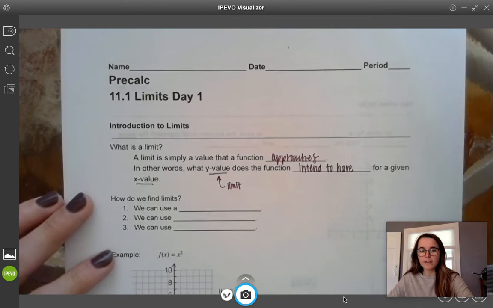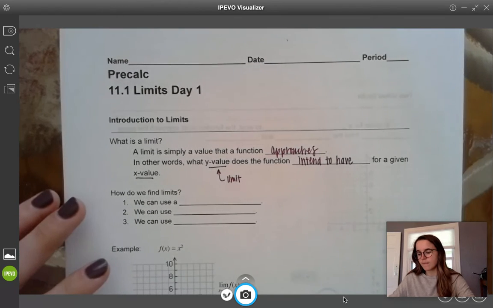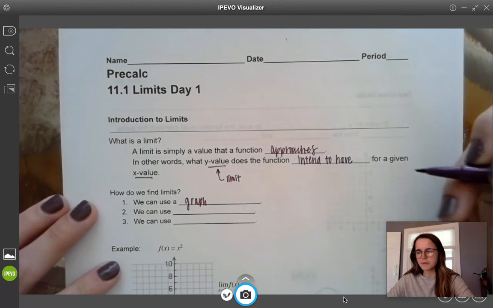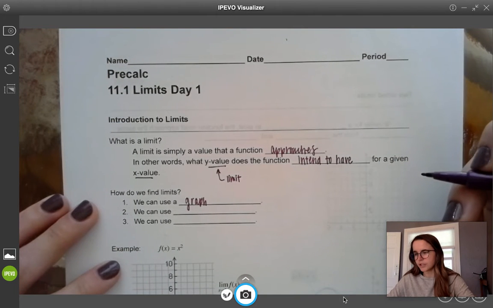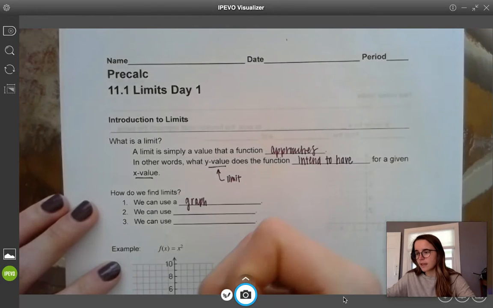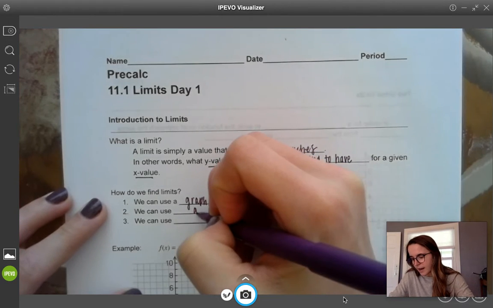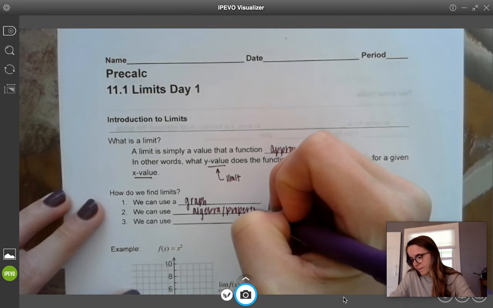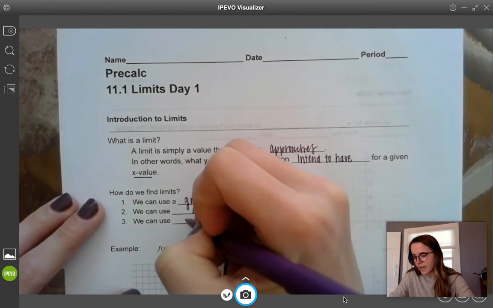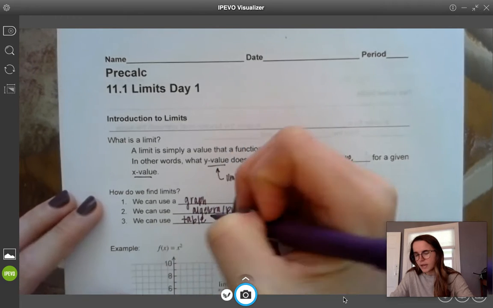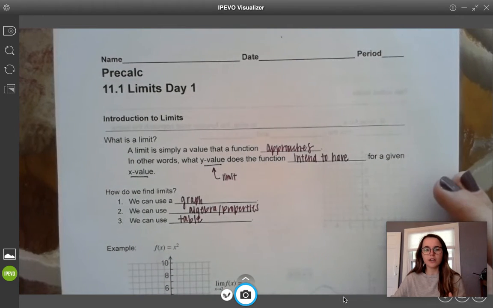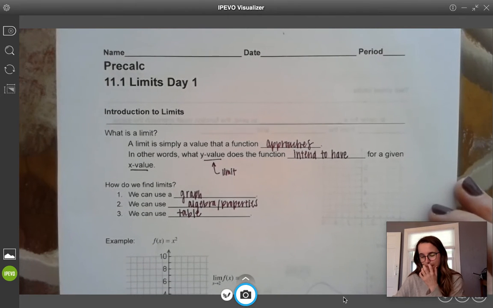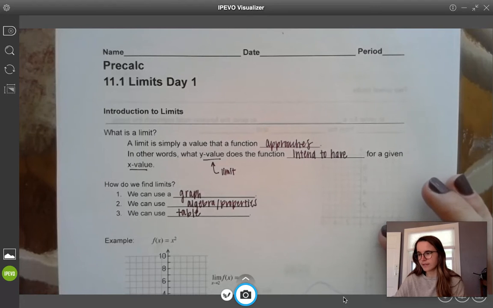Okay? There are three different ways that we can find limits, and we're going to spend time on each of them. So first, we can use a graph. That can sometimes be complicated visually, but it's a really good way. The second thing we can do is use algebra or properties of algebra. And then the third way is we can use a table. Now, we'll have to use different methods sometimes for different graphs because it doesn't necessarily work for every single one.